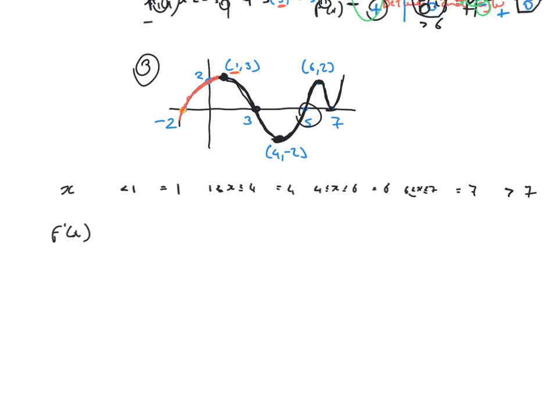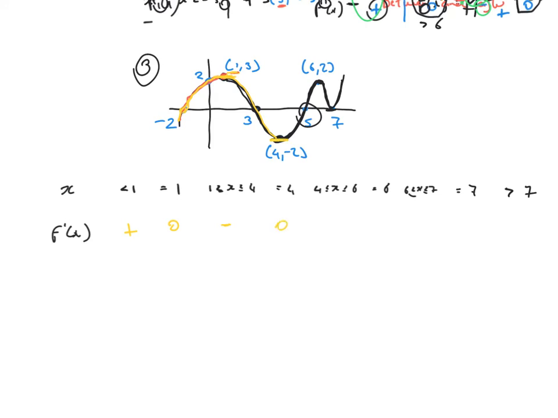Okay, so let's identify the points of zero gradient first of all. Okay, so there's zero gradient at 1. Let's just go through from the start actually. Okay, so before we get to 1, there's 1. Before we get to 1, gradient's positive. At 1, curve's going along, gradient 0. Between 1 and 4, the gradient is negative.